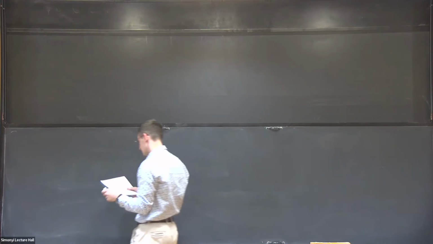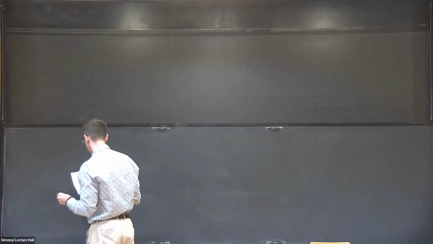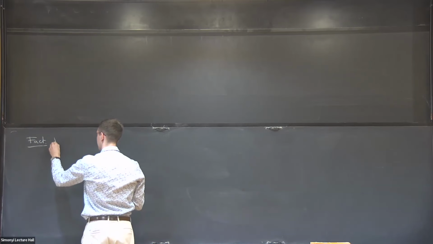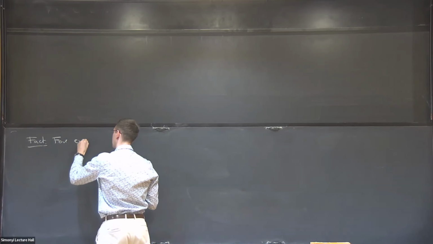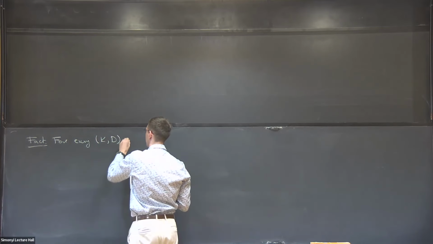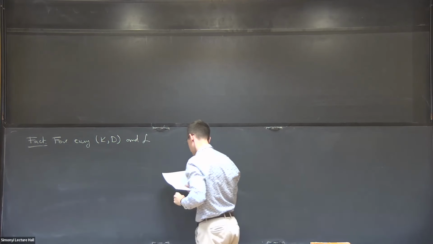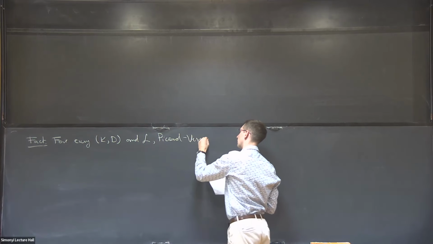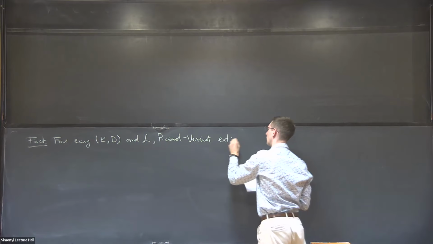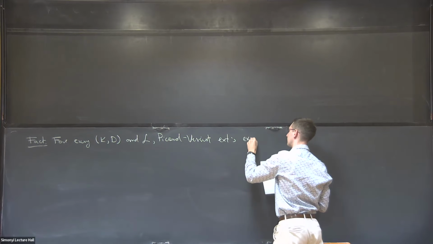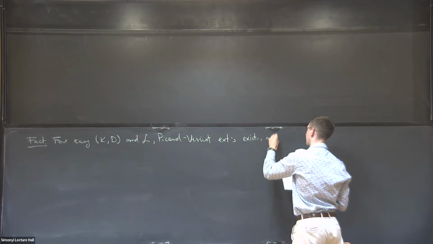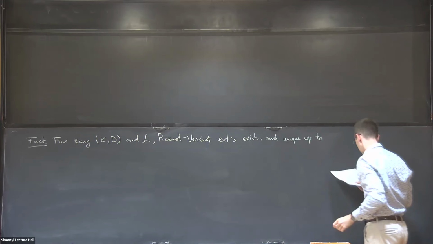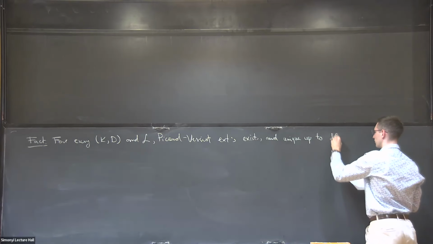Okay. And so now, maybe the fact is that for every differential equation L like this, a Picard-Vessiot extension exists and is unique up to differential K-isomorphism.